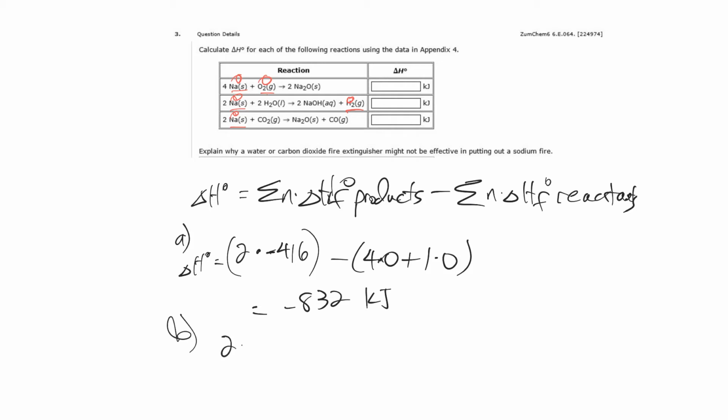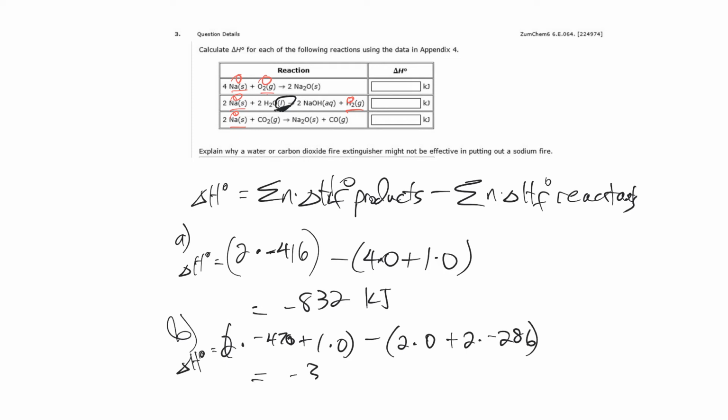Question 2. For sodium hydroxide, it's negative 470. For hydrogen, it's 0. For sodium, it's 0. And then we have liquid water. Be careful, because there's two different heats of formation for water. One is for the liquid state and one is for the gaseous state. In this case, they're calling for the liquid state. And so crunching the numbers, that works out to be negative 368 kilojoules.